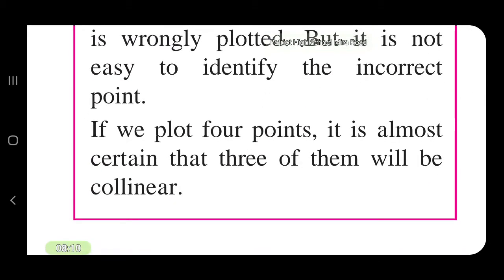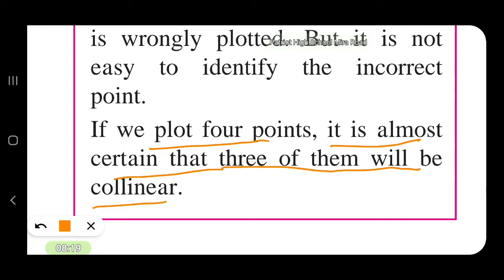But if we plot 4 points, it is almost certain that 3 of them will be collinear and 1 will be non-collinear. The point which is wrong will be non-collinear. So it is always better to plot 4 points in order to get this graph.